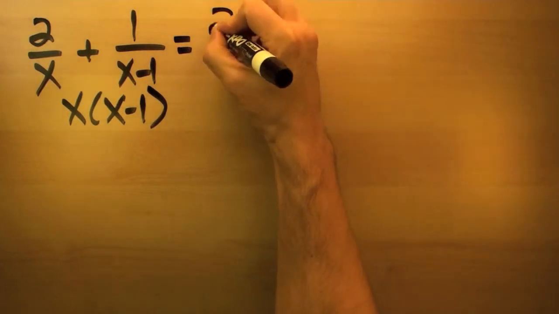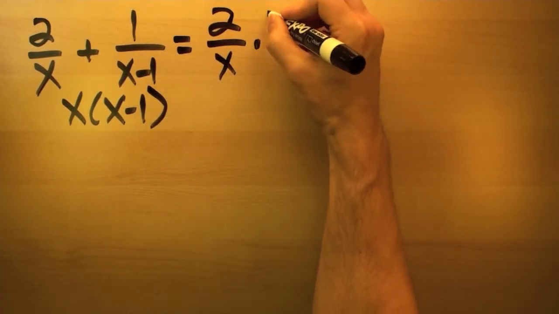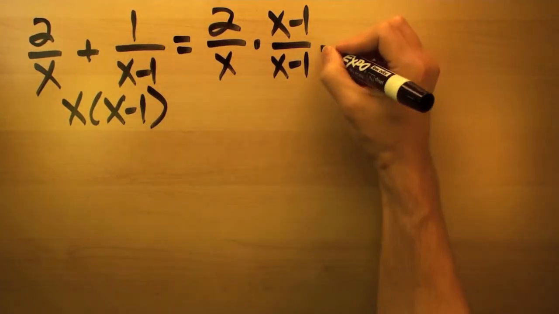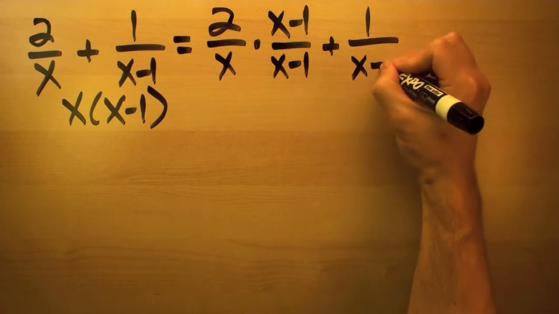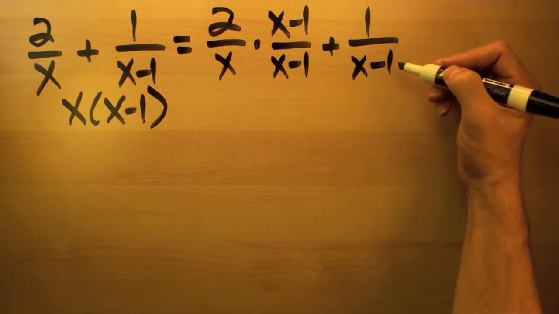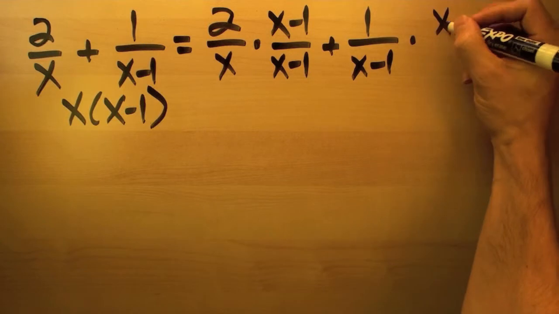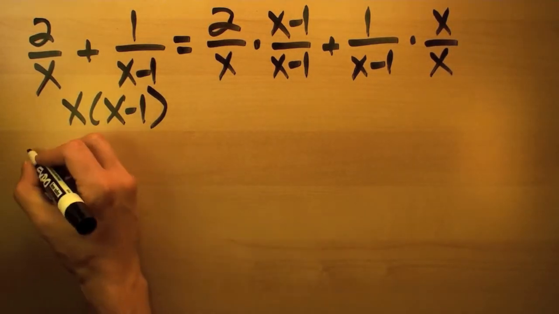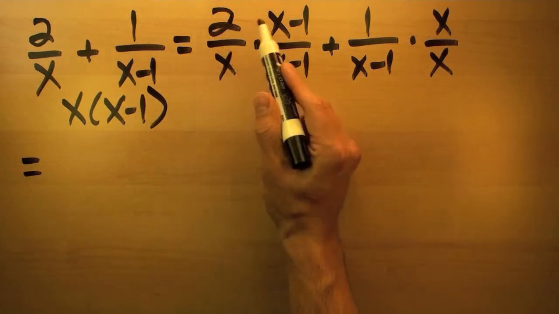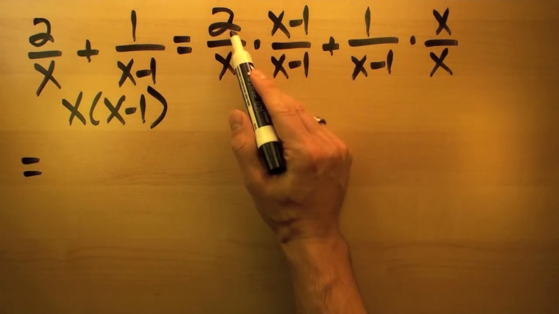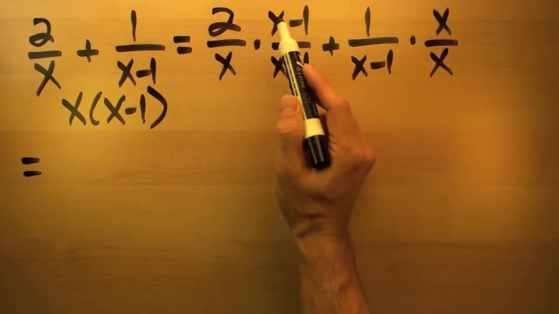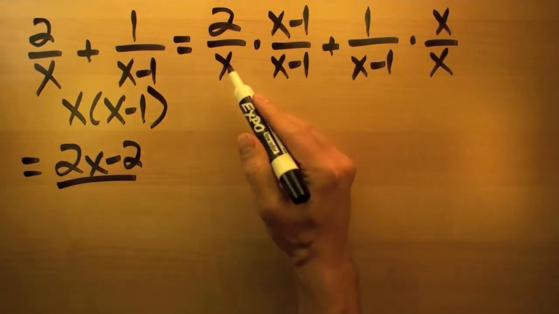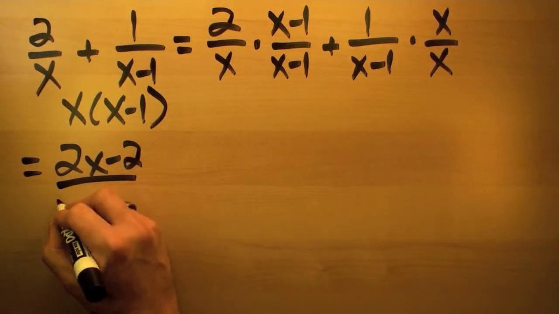So we would take 2 over x and multiply on the top and bottom by x minus 1. And we're going to add to that 1 over x minus 1, where we multiply this fraction on the top and bottom by x. Upon simplification, when we multiply 2 times x minus 1, keep in mind we're multiplying 2 times this entire quantity x minus 1, which would give us 2x minus 2. And on the bottom, we'll just leave it as x times x minus 1 for now.